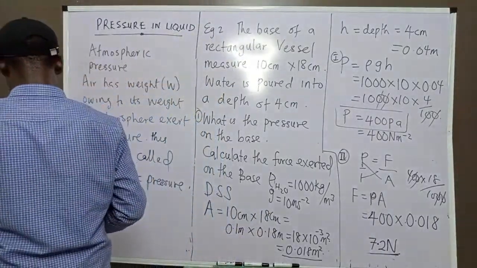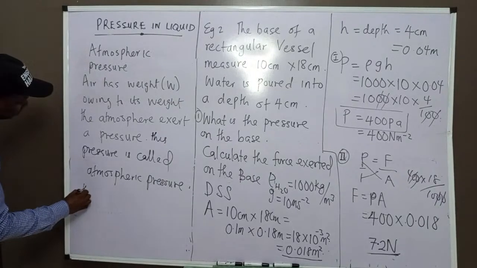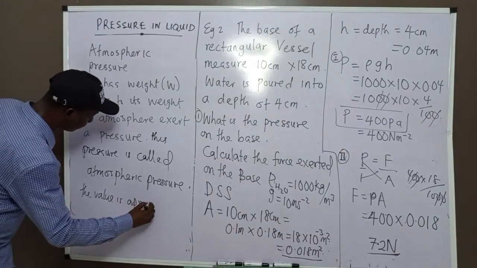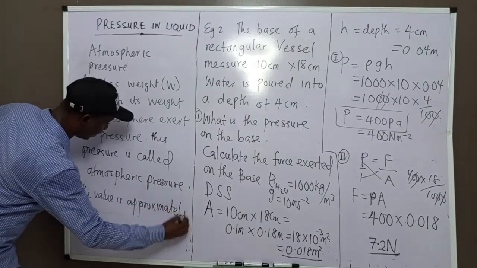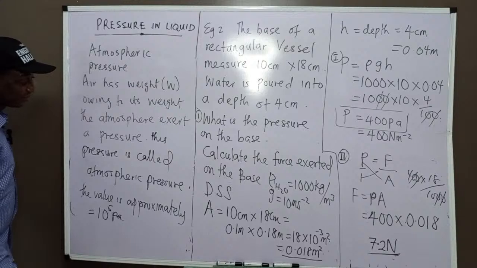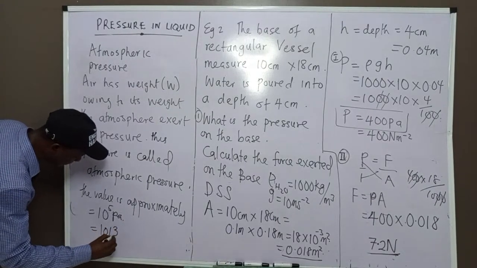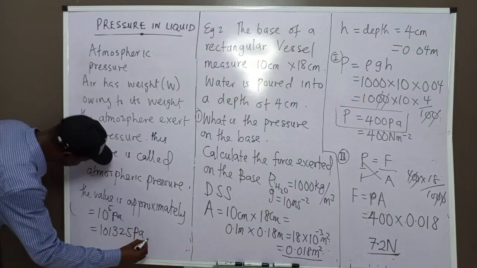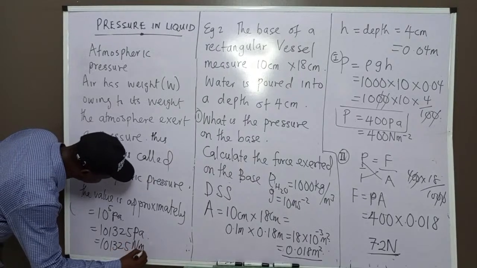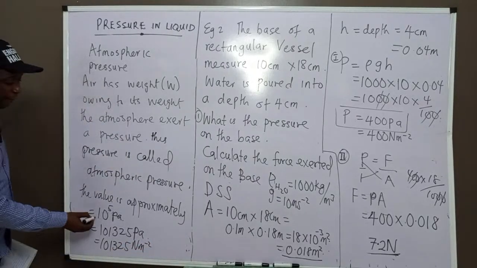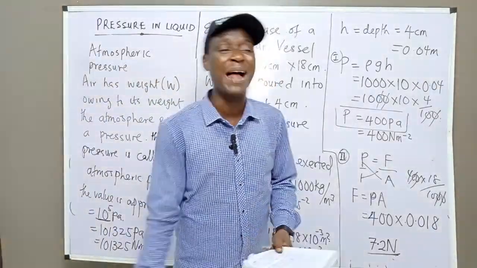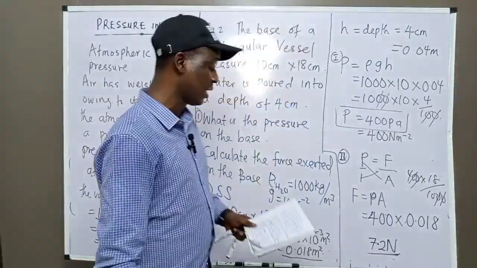Now, having known that, the value is approximately equal to what? 10 raised to power 5 Pascal. We are going to see how we get it. Normally, the real value should be 101,325 Pascal, or 101,325 Newton per meter square. That is the normal value, but approximately this is the value of atmospheric pressure. So the atmospheric pressure acts at the surface of the earth.